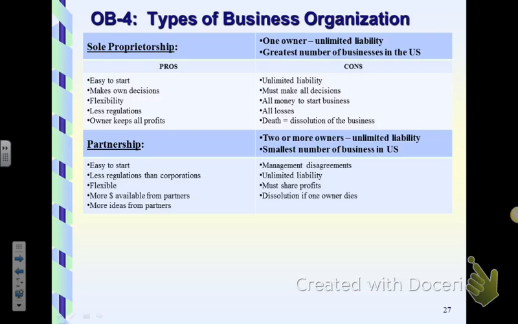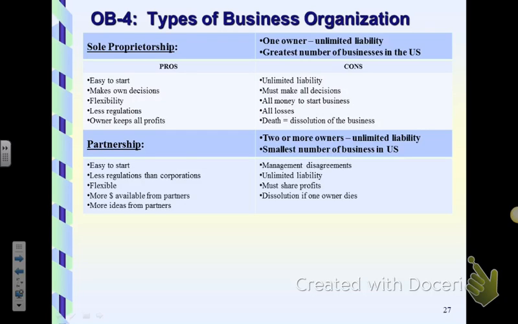This is typically the smallest number of businesses in the United States. Again, easy to start, less regulations, flexible. You have more available money because now if, say, Evan and Jeffrey decided to form a business, they would have both of their pools of money to help that business get started and to grow. You would also maybe have the ideas and the management skills of the two of them.